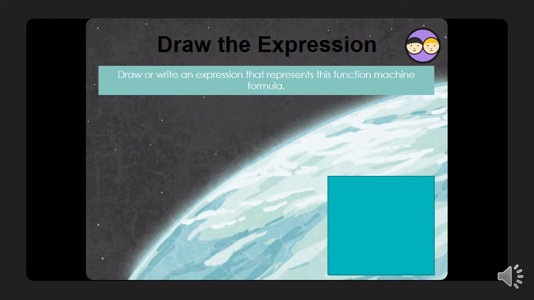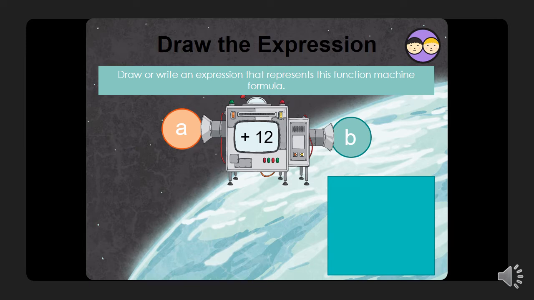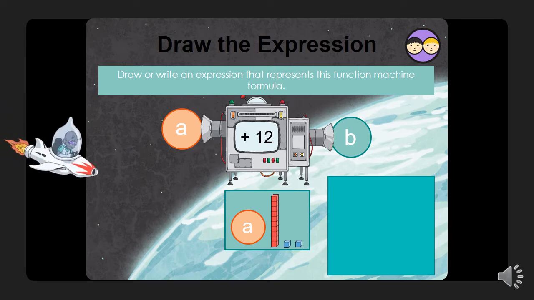Now let's try another one. Draw or write an expression that represents this function machine formula. How would you write this down? Pause the video and write it down. Fantastic. We know we've got A together with our 10, together with our 12. So we've represented 12 using a base 10, and we're using the ones as well to represent our 12. So A and 12 together equals B. So that would be written A plus 12. A plus 12 equals B.